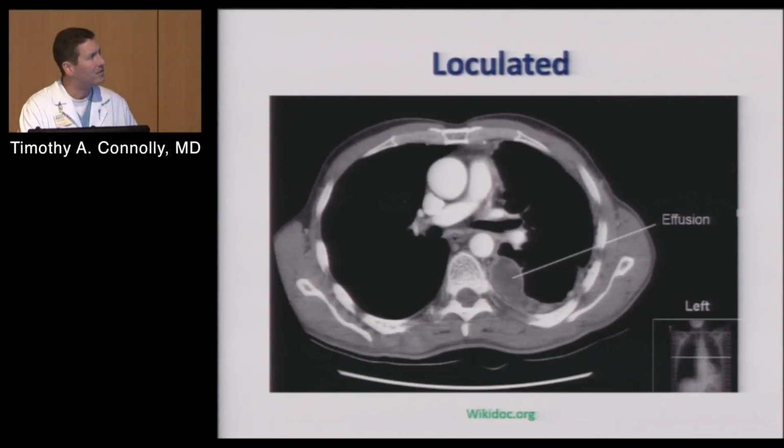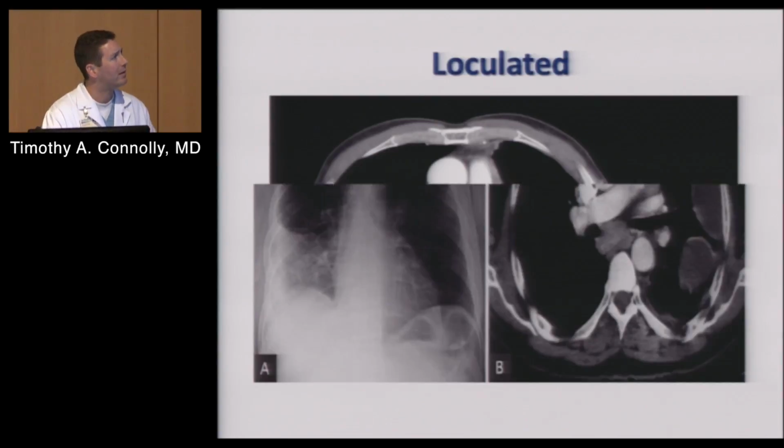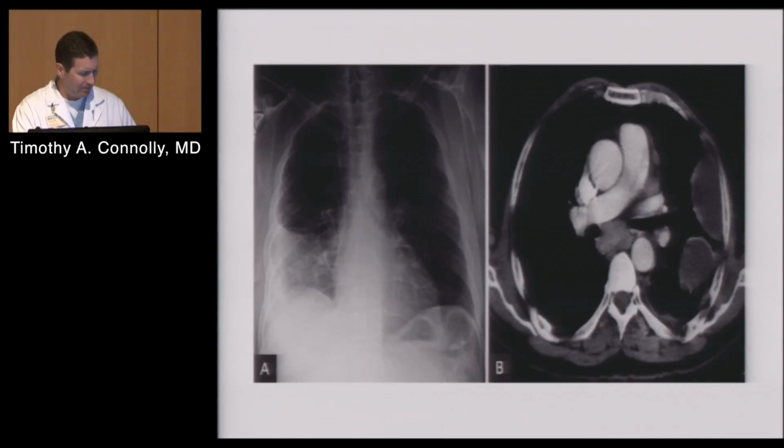Here's an effusion that is somewhat loculated. That's a little bit more concerning, and you can appreciate, do you see the lighter gray around it? That's almost like an orange peel or a rind. So that's going to be really hard to re-expand once that fluid is drained. And here's an example of really bad loculated fluid on a CT scan. You don't want to stick a needle in that, it's not going to do anything.